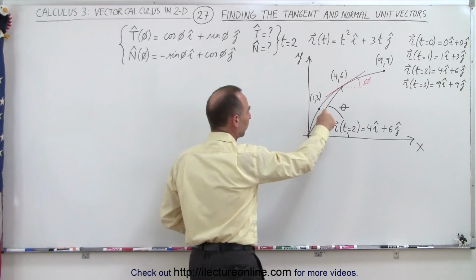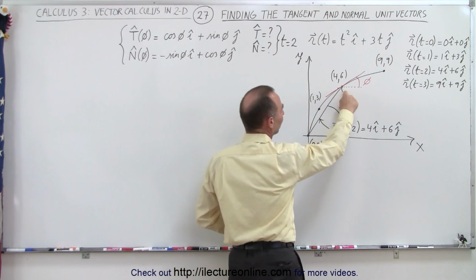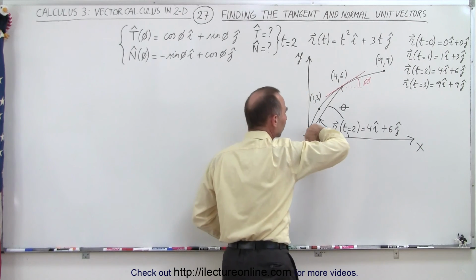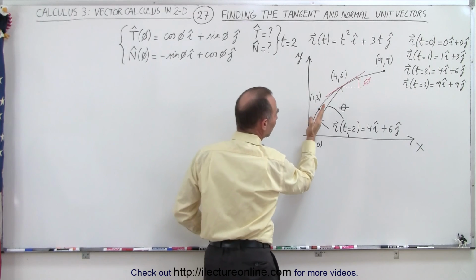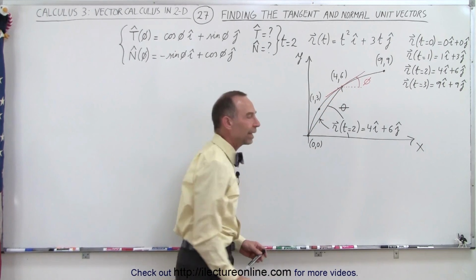And notice here the points (0, 0), (1, 3), (4, 6), and (9, 9). And then the curve is defined by the line that goes through these points. And then we have the unit vectors pointing to the various locations.